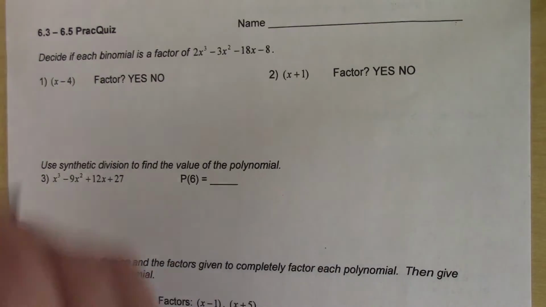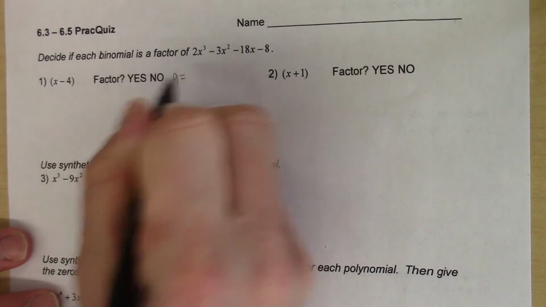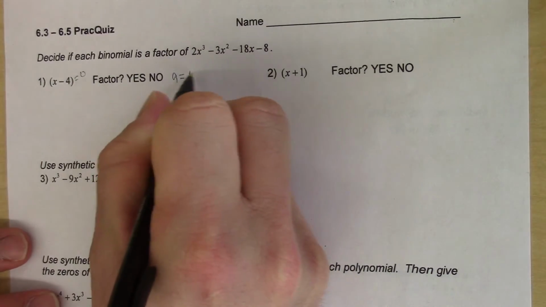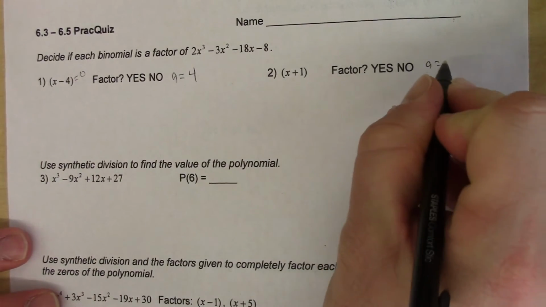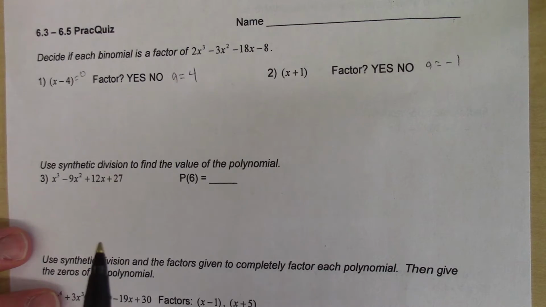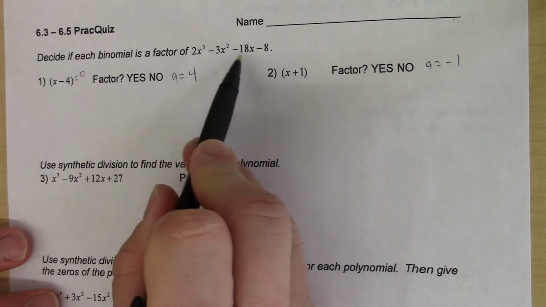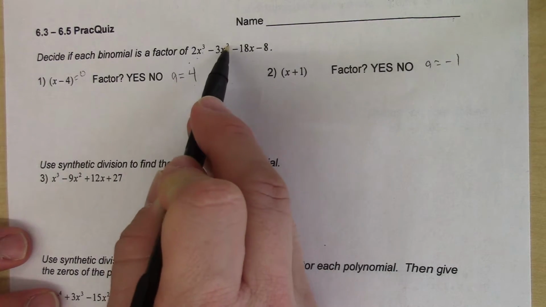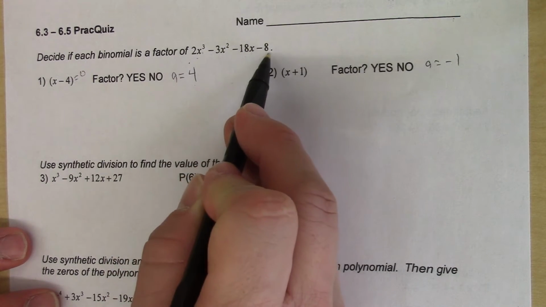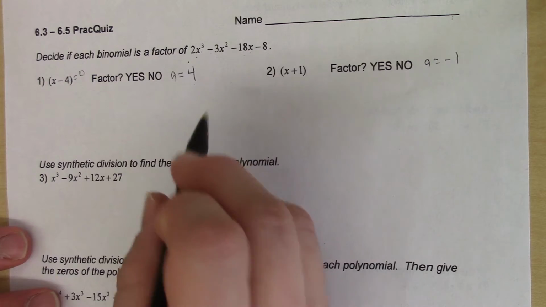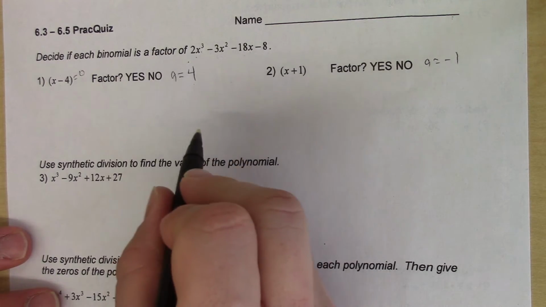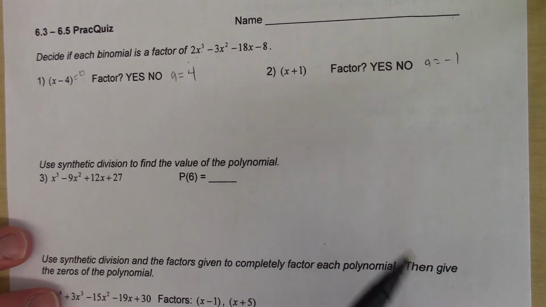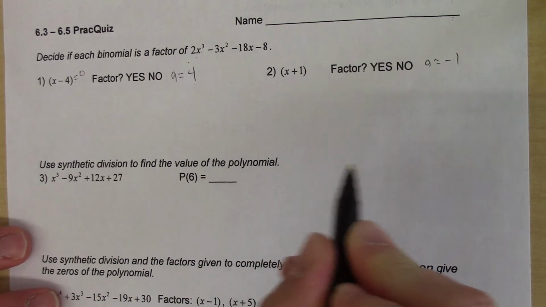So either you take the a, which in this case, remember, we set those equal to 0 and do the opposite. So a here is 4 and a here is -1, right? And we take that number and plug it in right there. So 2 times 4 cubed minus 3 times 4 squared minus 18 times 4 minus 8, and that answer is the answer. If the answer is 0, then it's good. If the answer is anything but 0, then it's not good.